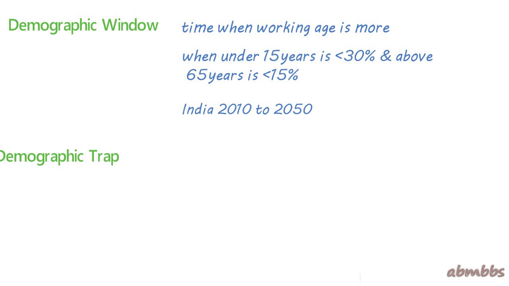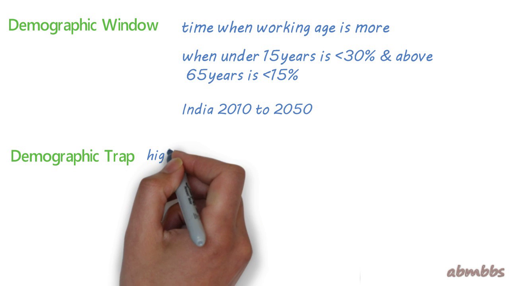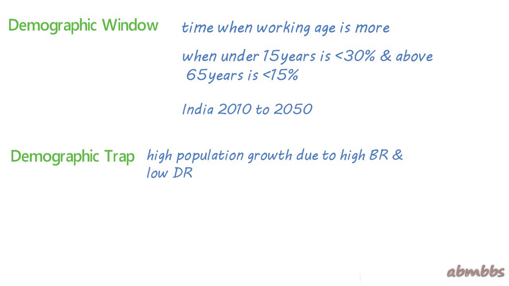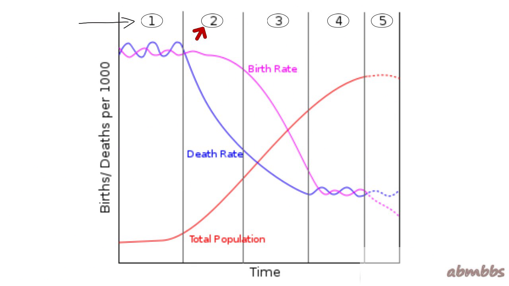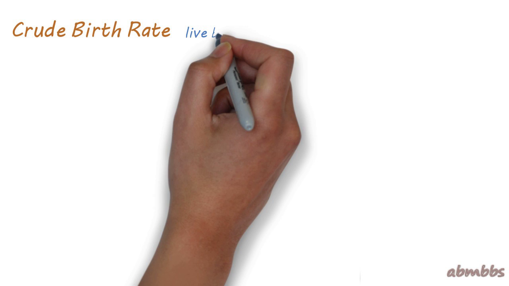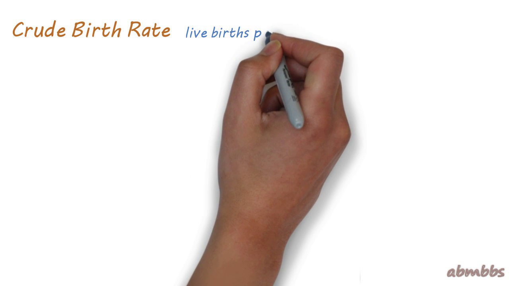Next is demographic trap. It is that time when the population growth is high due to high birth rate and low death rate. It basically denotes the stage 2 of the demographic cycle. Next, we come to some definitions. It can get a bit boring here for the next 1 minute, but trust me, it is important.